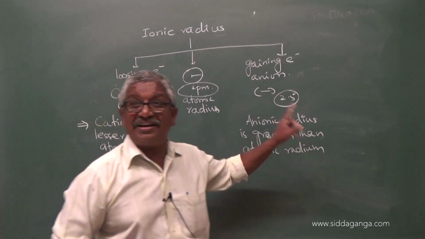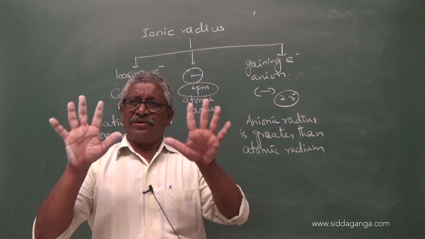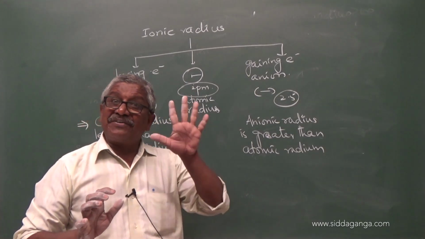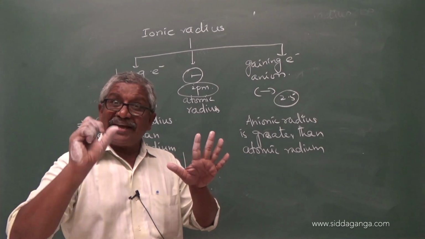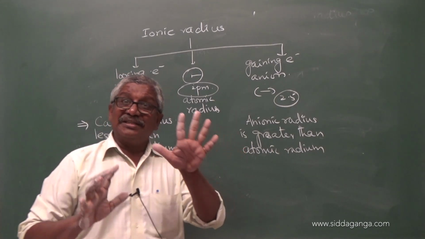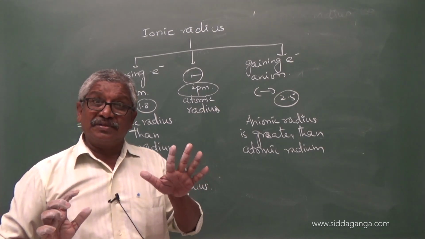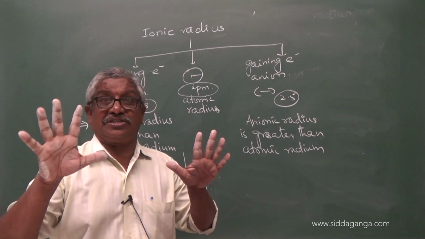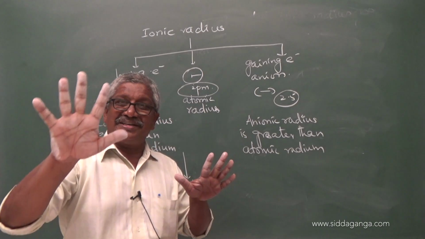Now we will come to anionic radius. Take the same atom, with atomic number 5. One atom has 5 electrons and 5 protons. Now the atom gains 1 electron. When an atom gains an electron, the new ion becomes an anion. It has only 5 positive charges and 6 negative charges. Consider it as 6.